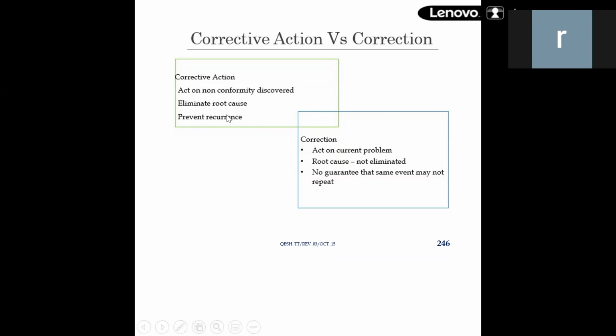Previously there was CAR and PAR, corrective action request and preventive action request. But now preventive action is taken as part of corrective action. Correction is an immediate correction, while corrective action is a long-term preventing action. All those things.